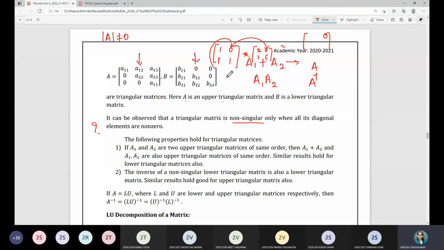And not only that, but if you consider A inverse of this one, then also it will be a lower triangular matrix. एक तो determinant 1 है, adjoint क्या हो जाएगा? So it is 1 1 minus 1 0, right? So this is the inverse of this matrix. You can see that it is also a lower triangular matrix. I have just shown you using one example of a simple 2 cross 2 matrix, but this is in general true for any n cross n triangular matrix. Okay, so that is what these two results are.